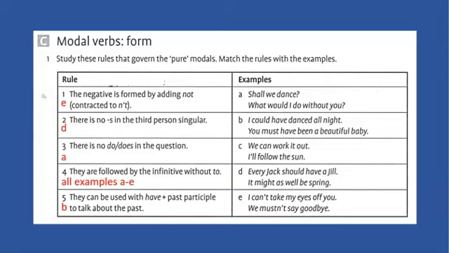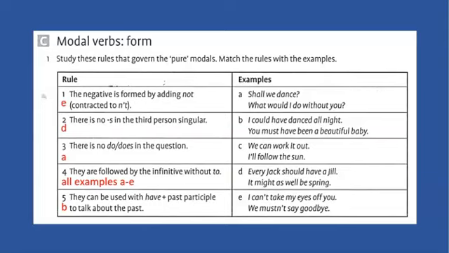Rule number 3 goes with example A. Shall we dance? What would I do without you? Here, we don't use do or does when we make questions. Number 4, all of the examples, pure modal verbs are used without to. We don't say, I must to go now, right? We use the bare infinitive. So, yeah, we can work it out. I must get to work. We don't use the to, we use the bare infinitive.